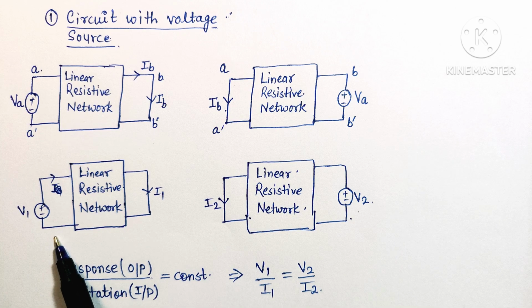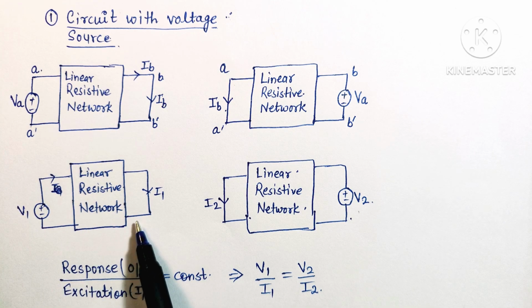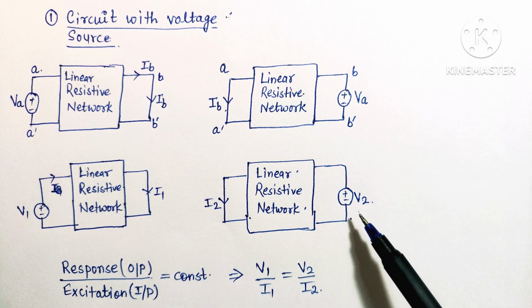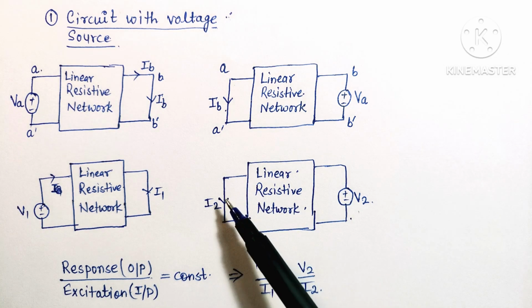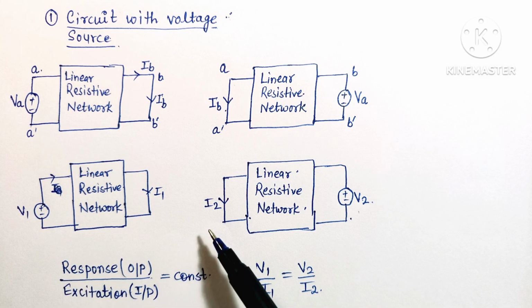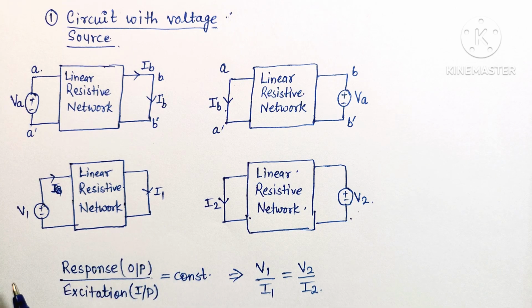So suppose V1 voltage is applied in a linear resistive network and its response is I1, and if we replace the output of the circuit with voltage source V2, then its response at the same terminal where V1 was applied is I2. Then this theorem says that response upon excitation will be equal to a constant. So the response in the circuit is I1 and excitation is V1. Then we can write I1 by V1, response upon excitation, equal to the response of the linear resistive network when V2 voltage is applied as excitation. So here it will be equal to I2 by V2. So we can write it as V1 by I1 equal to V2 by I2.